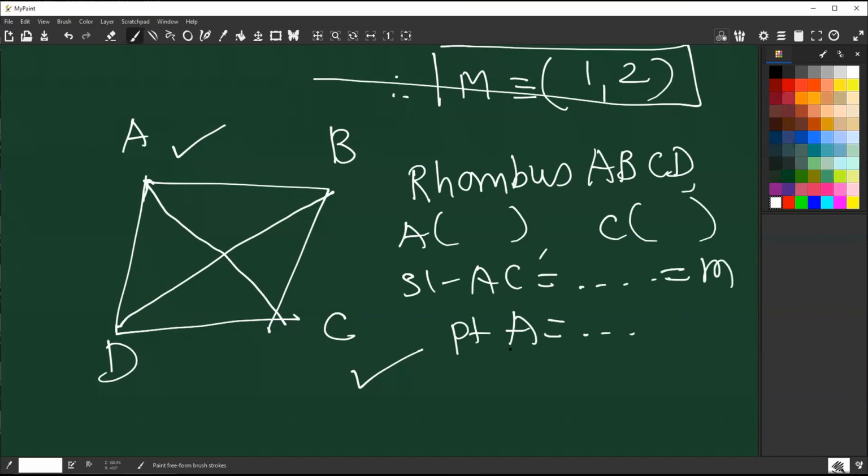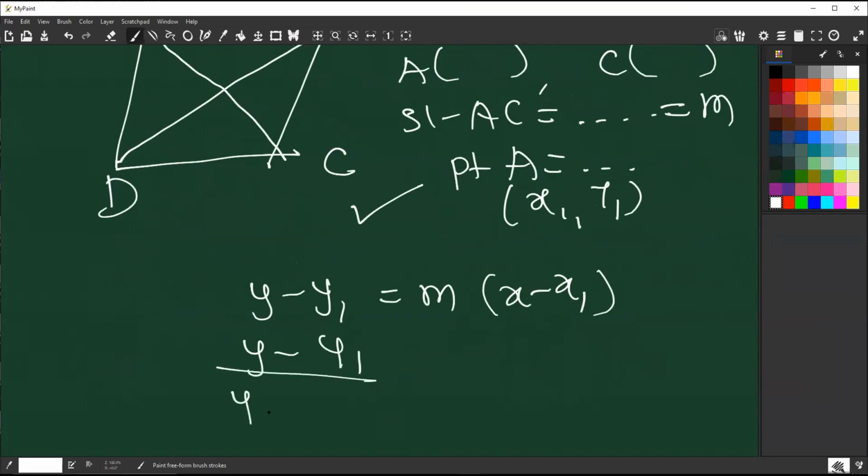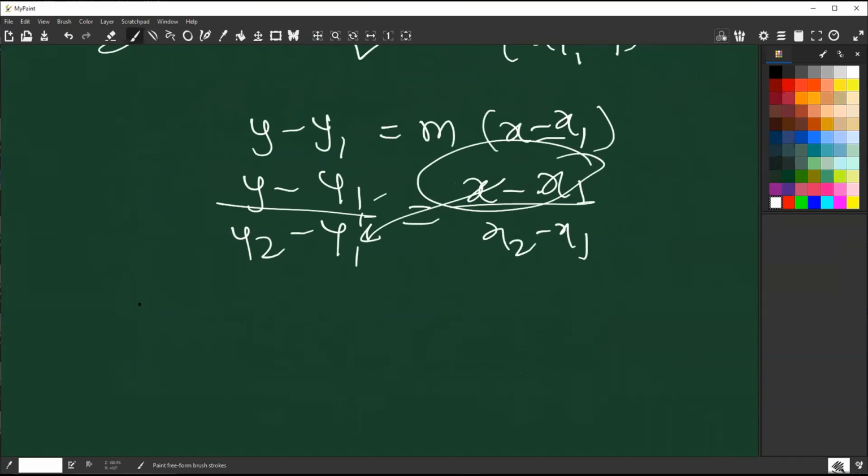Slope AC I took as m, and point A as x1, y1. The two point form, all of you know, right? Either you can use the two point form or the point slope form, y minus y1 is equal to m into bracket x minus x1, or (y minus y1) upon (y2 minus y1) is equal to (x minus x1) upon (x2 minus x1). You can write this part below and this part above also. This is the two points form. You can use any form and this will give you the equation of AC.